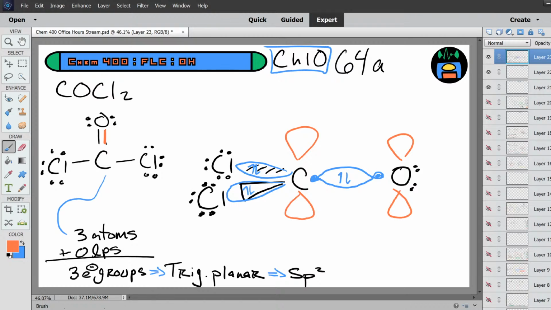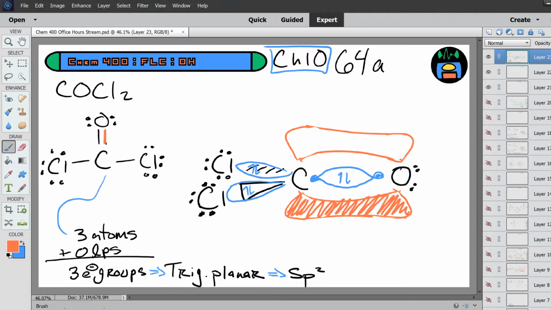To draw that pi bond, we start by drawing our two p orbitals, blur them together through indirect orbital overlap. Go back, touch things up a little bit. We know we have to shade one of our two lobes. All right, so there we have the bonding orbitals for COCl2.